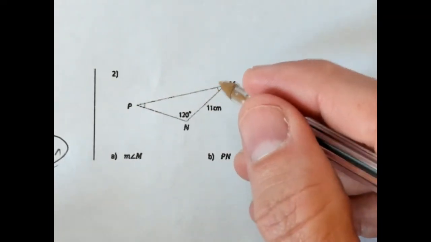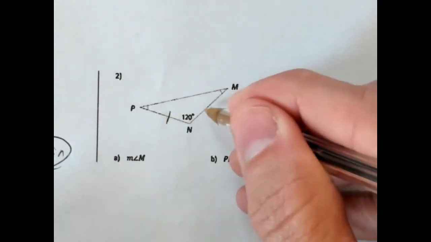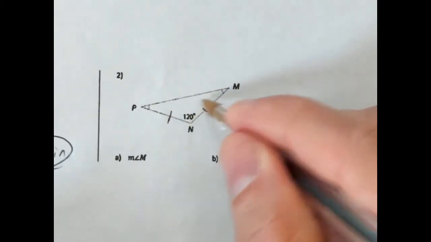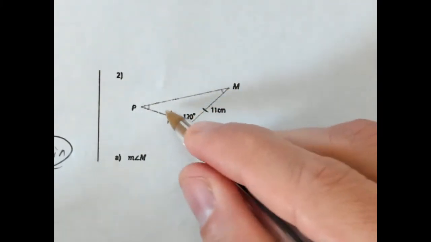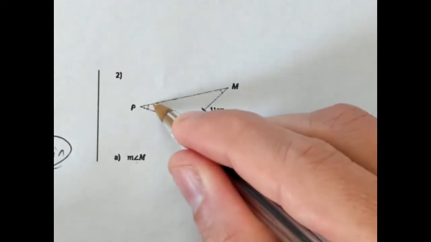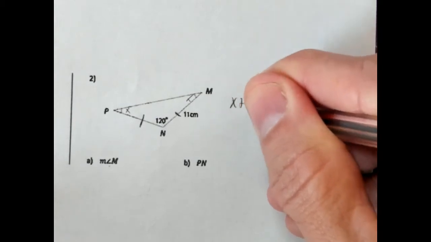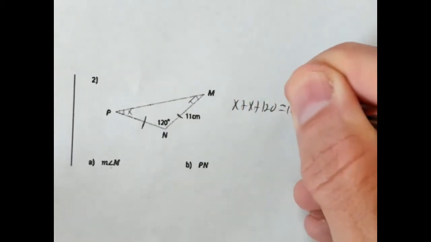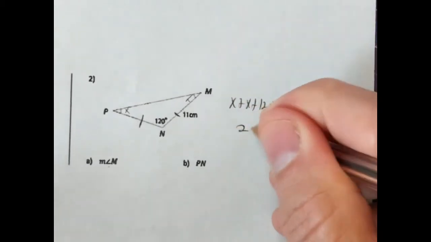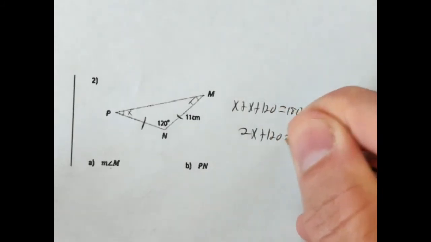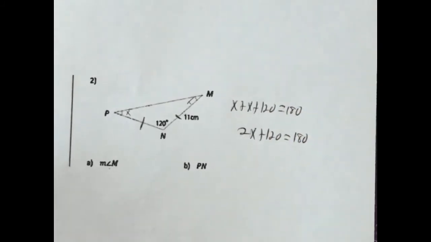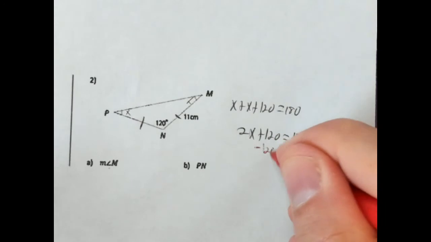All right. Over here, these are two base angles. So this looks like an isosceles triangle then. So these would be the same because they're the legs. And we have to find m. Okay, so we know these are the same, so let's assign variables. So we're going to say x plus x plus 120 equals 180. And that's going to be 2x plus 120 equals 180. Let's subtract 120 from both sides.